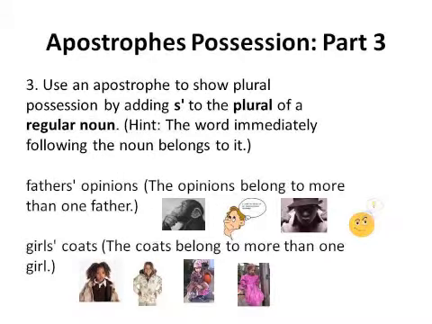Let's go back to regular nouns, the ones that you add the S to. First you make them plural, and then you make them possessive. So if we are talking about many fathers having opinions, you have them plural, S apostrophe, and possessive. More than one girl has a coat. You make it plural first, girls, make it possessive next, apostrophe, and you tell what they own.